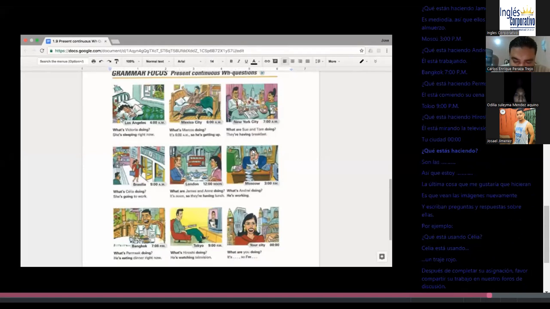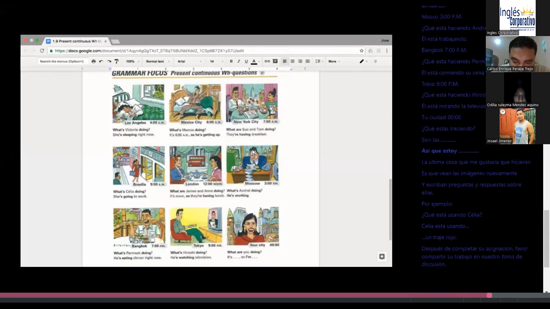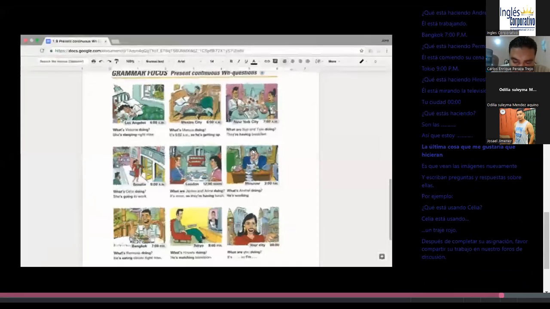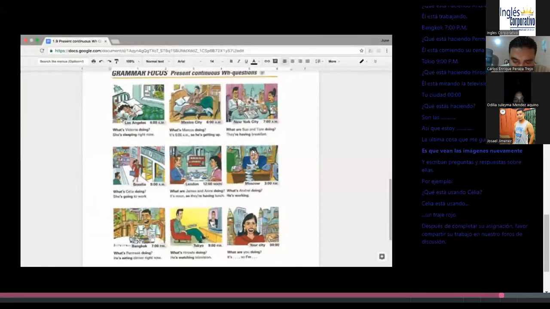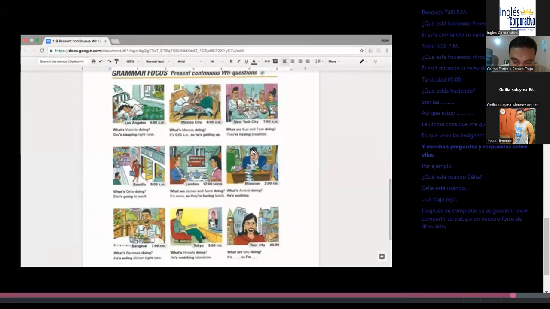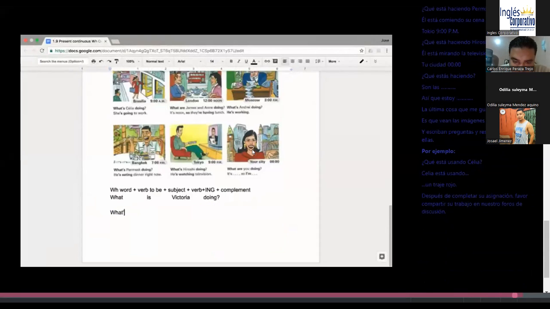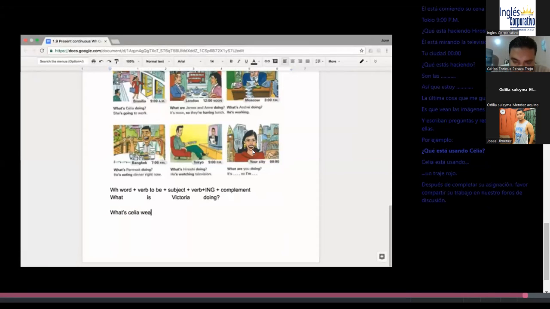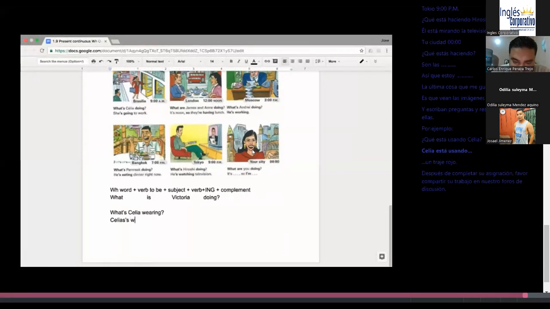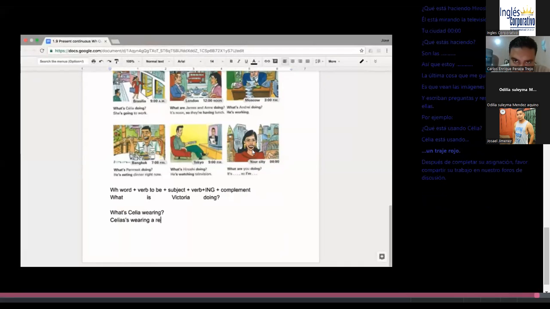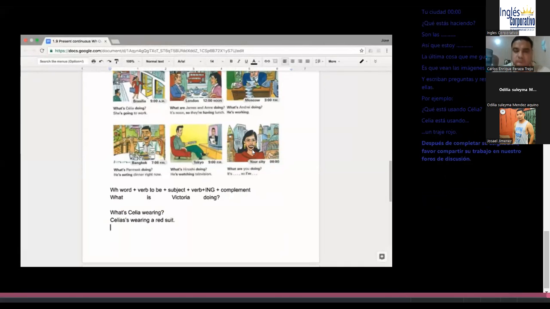Your city. What are you doing? It's... The last thing that I would like for you to do is to look at the images again and write questions and answers about them. For example, what's Celia wearing? Celia's wearing a red suit. After you complete this assignment, please share your work in our discussion forums.